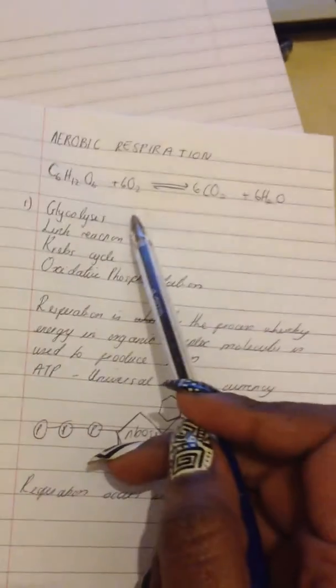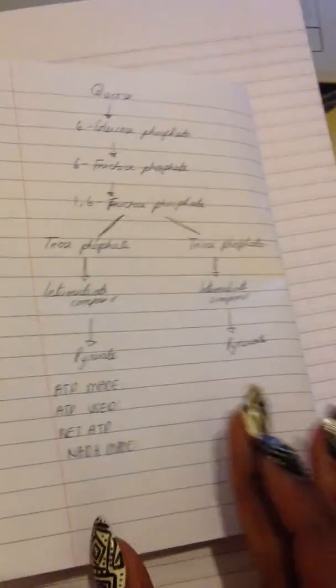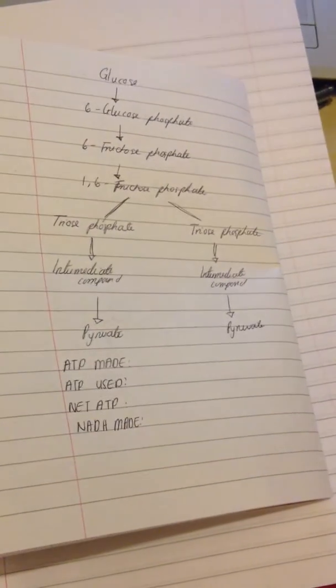We've got 4 steps of aerobic respiration. We've got glycolysis, the link reaction, the Krebs cycle, and oxidative phosphorylation. Yeah. So let's go into the first step, glycolysis. Now, don't be fazed by all of this writing. It's really not that bad.